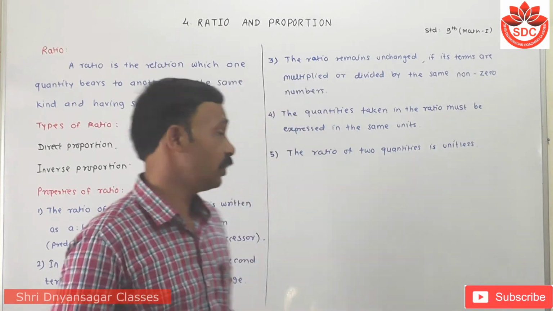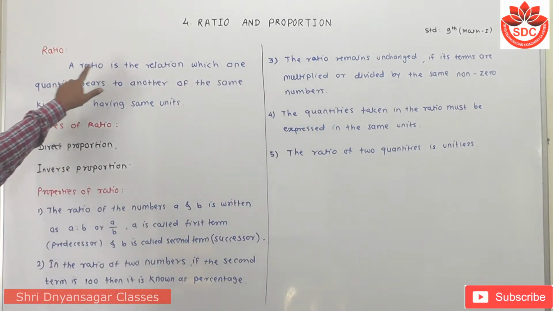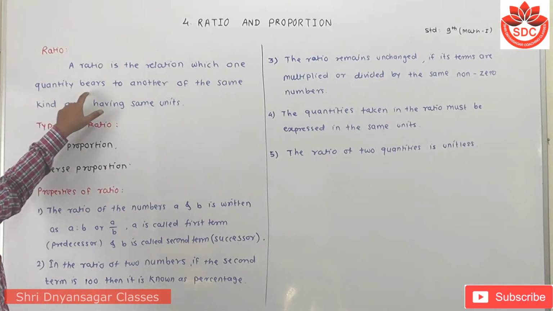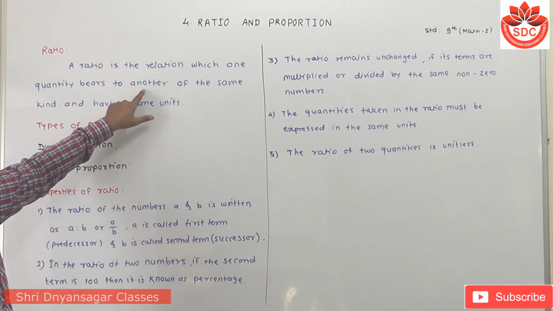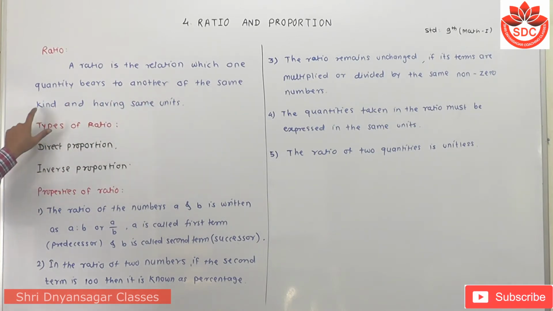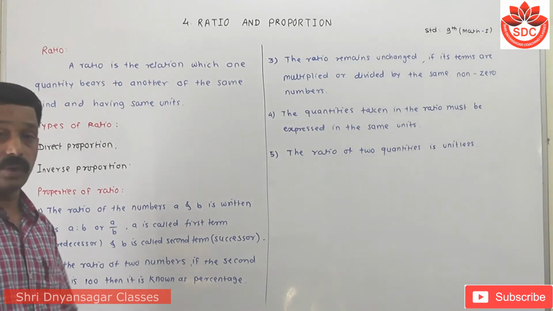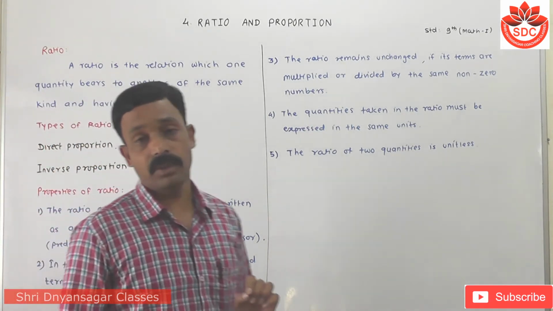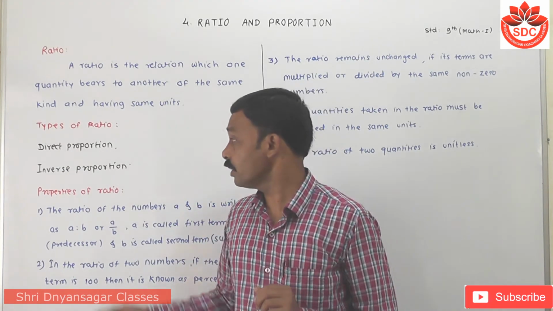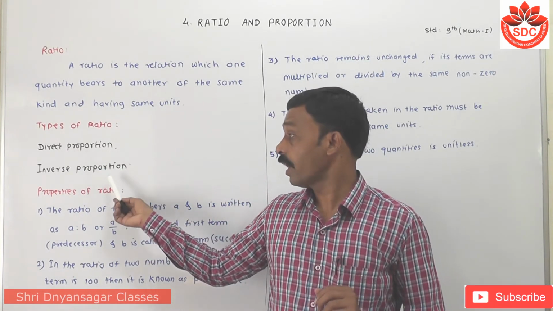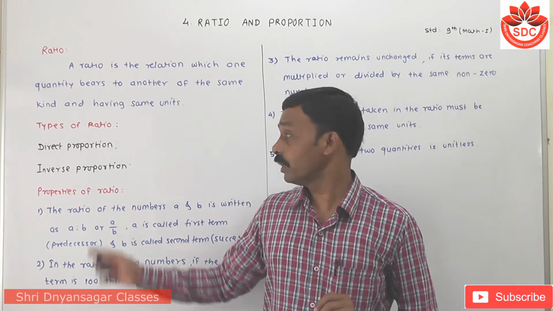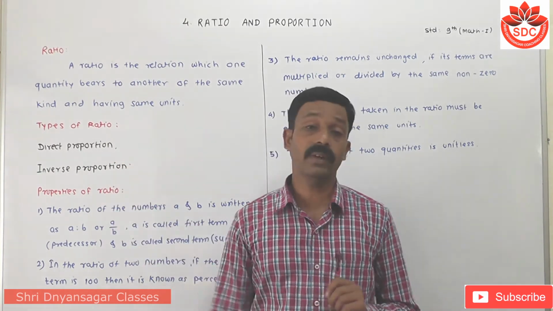What is meant by ratio? Ratio is the relation which one quantity bears to another of the same kind, having the same unit. It is called the ratio. There are two types of proportion: first one is direct proportion and the second is inverse proportion.